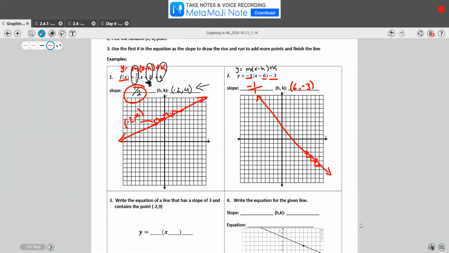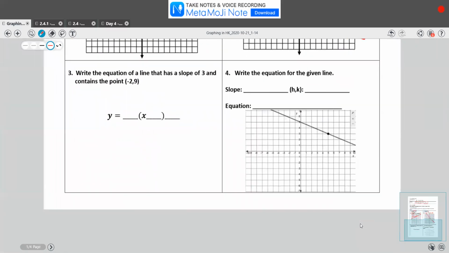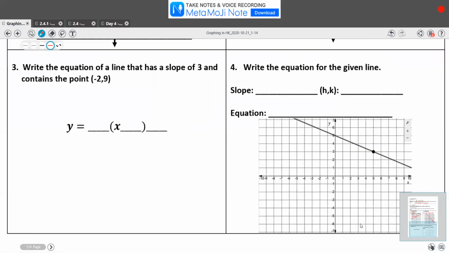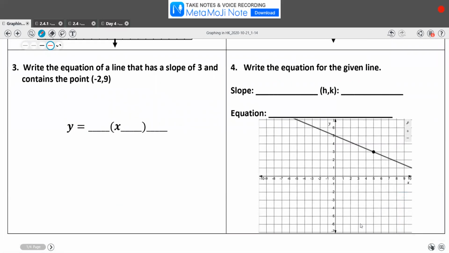Okay, and that is how you graph a linear function in HK form. As you can see, super easy. Your slope is given, your point is given, you have everything you need. Okay, let's go over number 3 and number 4. These ones you might understand, you might not. Again, take a minute, write them down, pause the video, and then come back to it.